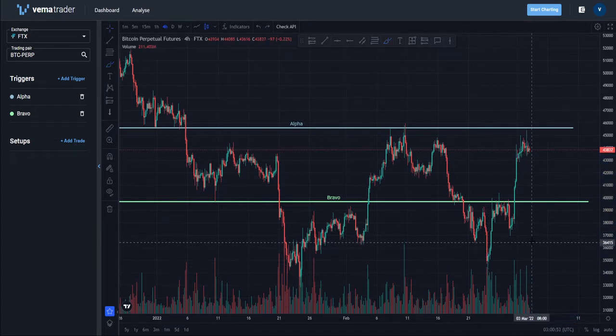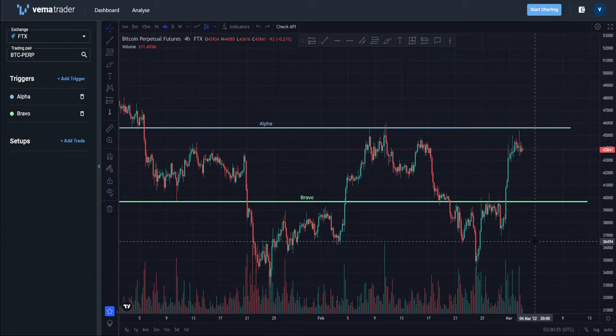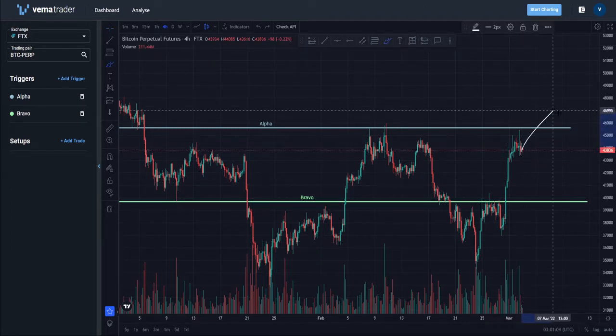The beauty of VEMA Trader is I can put strategies in place to handle all those scenarios. I can put all four strategies in place at once, and then I can walk away and let VEMA take care of it as these things play out. So we're going to start off with price breaks and runs from alpha.